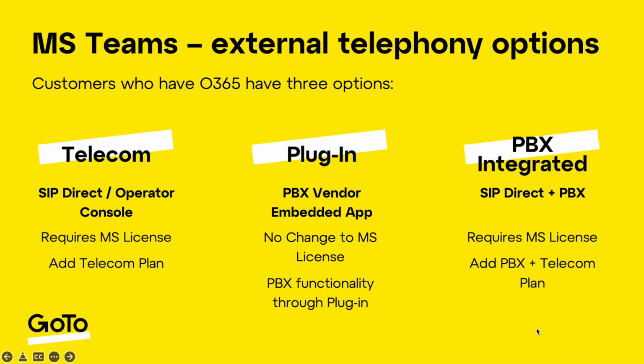Native dialing, however, requires that the customer will need to have Microsoft licensing such as E5 or a phone system license added to the Microsoft licensing pool. In addition, they will need to subscribe to a telecom plan from the telco provider to enable outgoing dialing and to receive external calls. The second option is to add a plugin to the Microsoft Teams client and use the plugin functionality to perform external dialing.